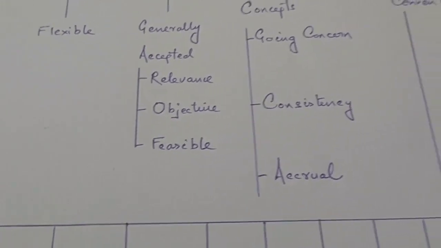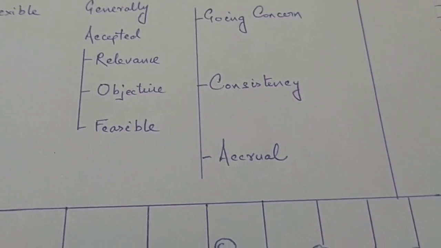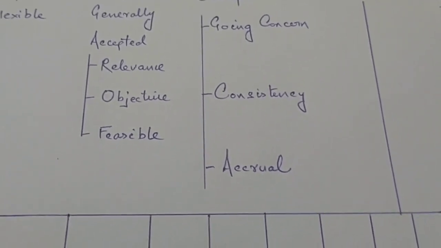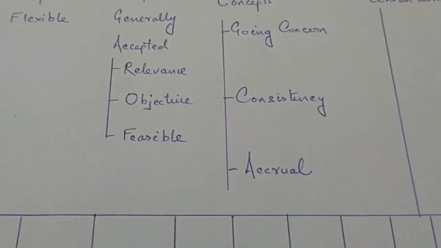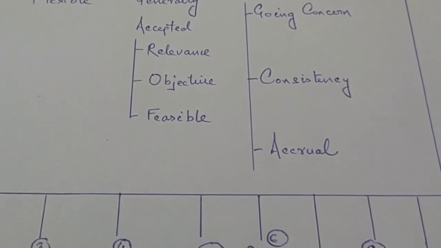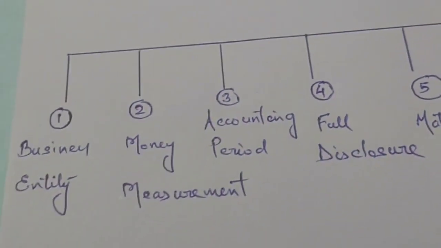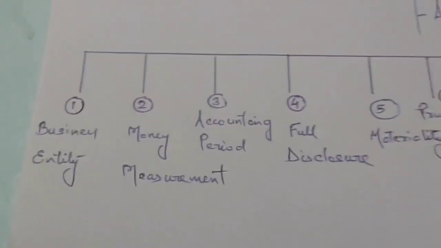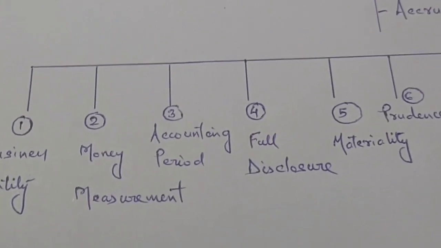Now we are coming to the topic of conventions. Conventions means, as I discussed earlier, that conventions can undergo change for improvement. Right now we have 11 conventions to be discussed in accounting. The first convention is the business entity concept or business entity convention.